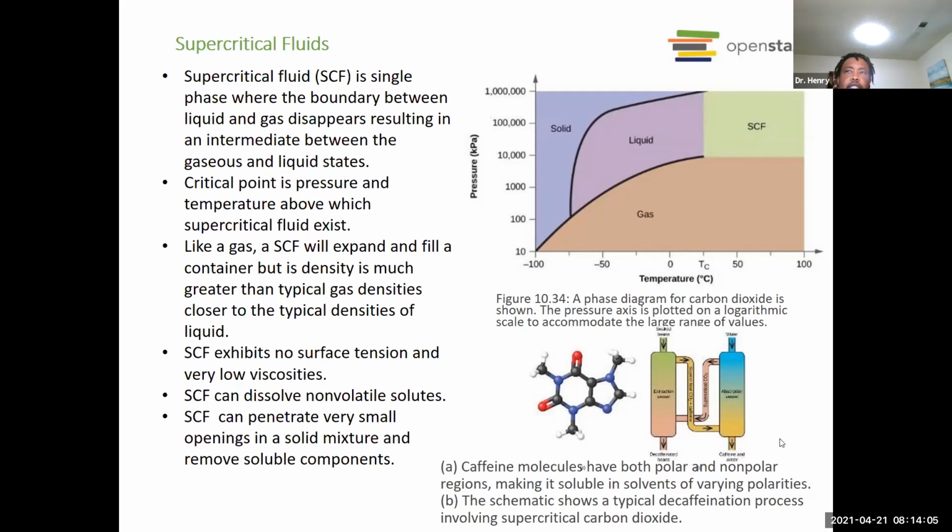And so this is playing on the fact that carbon dioxide is nonpolar, and it's using dispersion forces, and it's actually interacting with the caffeine molecule with those dispersion forces. Okay.